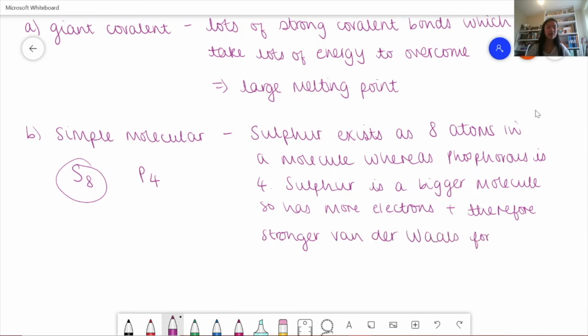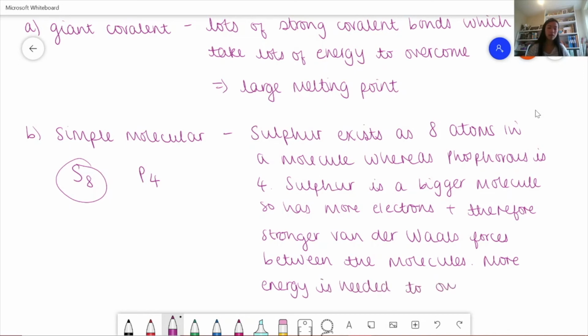because they both have van der Waals forces as they're both simple molecular structures, but it's just because the sulfur is much bigger, so it has stronger van der Waals forces between the molecules. And so more energy is needed, and so that's why we have a larger melting point for the sulfur compared to the phosphorus.